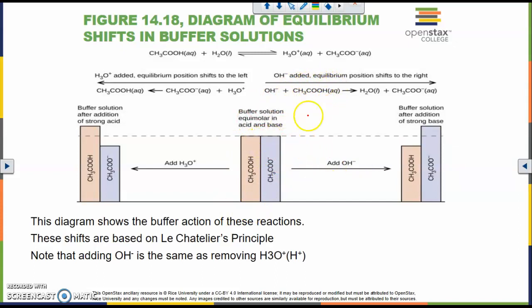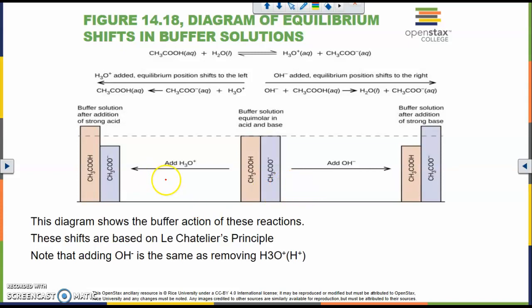So therefore, the effect of the added hydroxide ions is minimized. If we add an acid, it's going to react with the base. The base in this case is this. Remember, this is the acid and this is the conjugate base. So if you add hydroxide ions, it reacts with the acid. If you add hydronium ions, it reacts with the base. Because of that, it's called a buffer. It buffers the effect of extra additions of acids and bases.